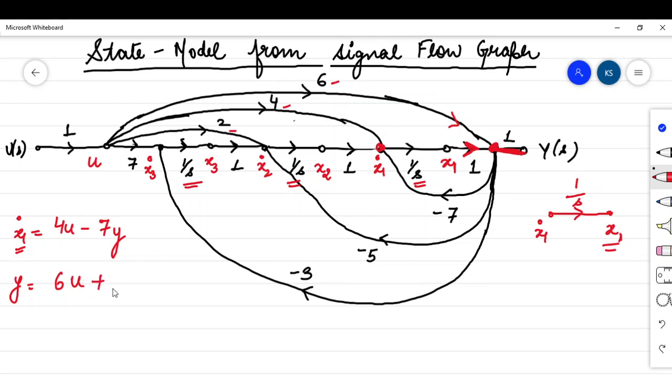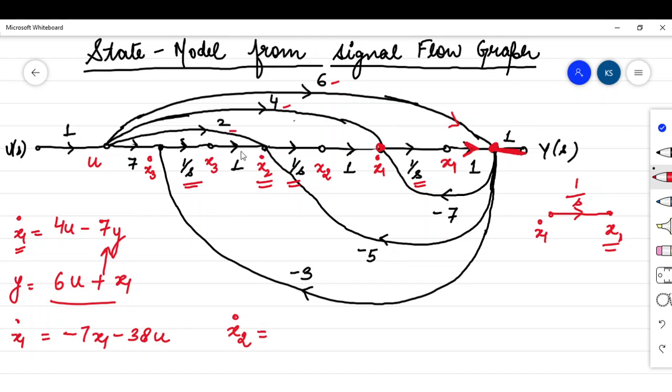So write it as 6u plus x1 and you substitute this into x1 dot. We will find that x1 dot is equal to minus 7x1 minus 38u.